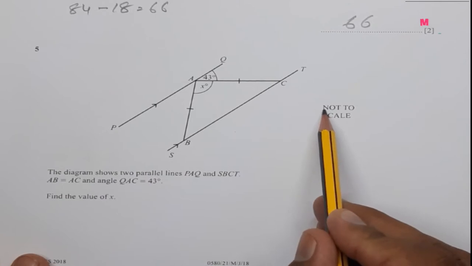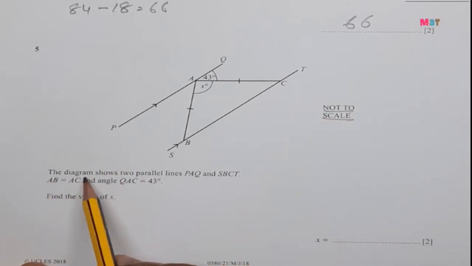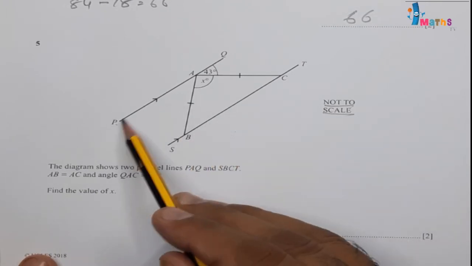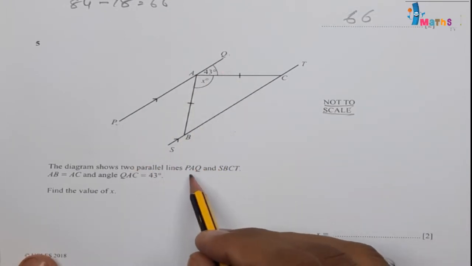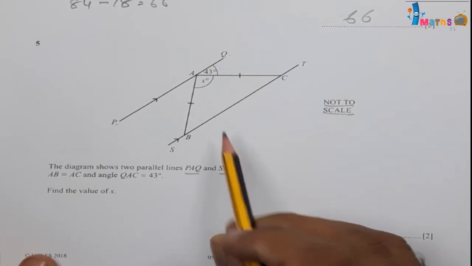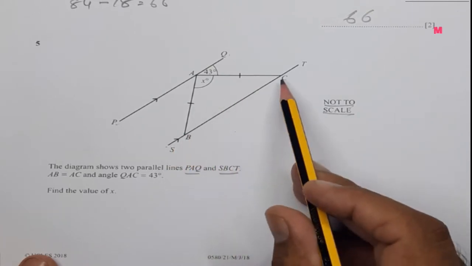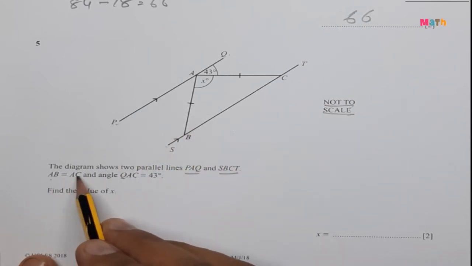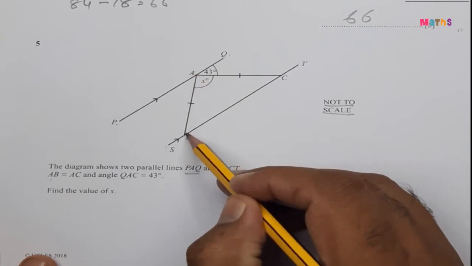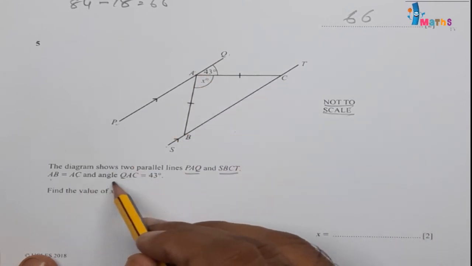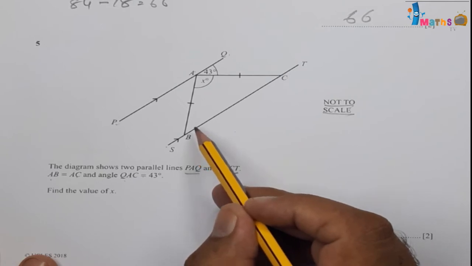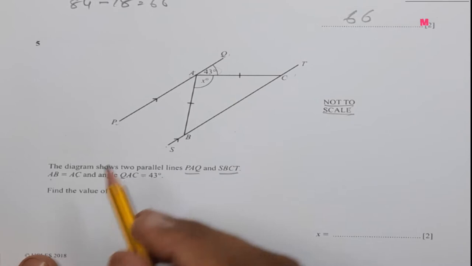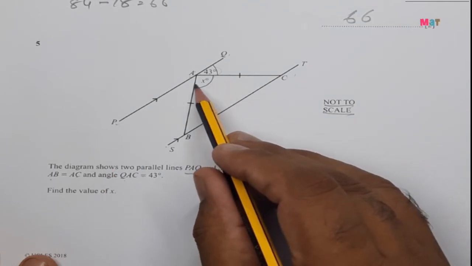A diagram is given which is not to scale. The diagram shows two parallel lines PAQ and SBCT. These two are parallel lines. So AB is equal to AC, and angle QAC is given as 43. Find the value of x. We have to find this value of x.